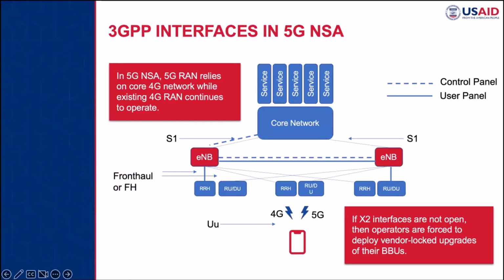Okay, so now let's look at the 3GPP interfaces in 5G non-standalone, or NSA. In 5G NSA, the 5G RAN relies on the core 4G network, while the existing 4G RAN continues to operate. So for example, here we have the eNode Bs, and this S1 here connects the eNode B to the core network. Then the fronthaul interface, or FH, connects the eNode B to the RRH. The X2 is the one connecting the eNode Bs of the 4G network. And the NSA, of course, is based on 4G, so as to allow transition from 4G to 5G. Okay, so if the X2 interfaces are not open, that means the operators may be forced to deploy vendor-locked upgrades of their BBUs.